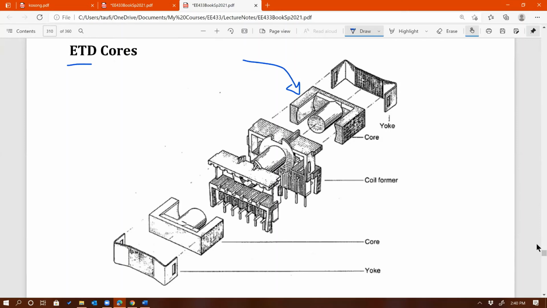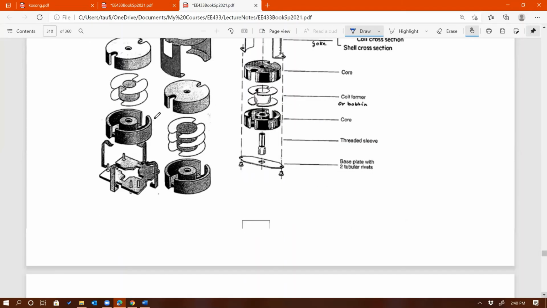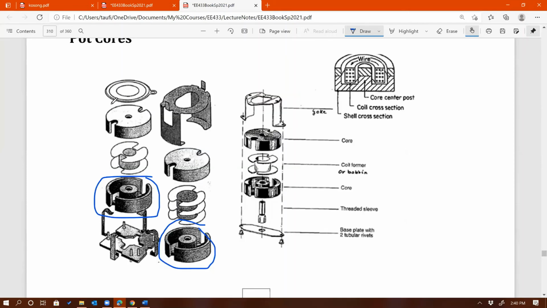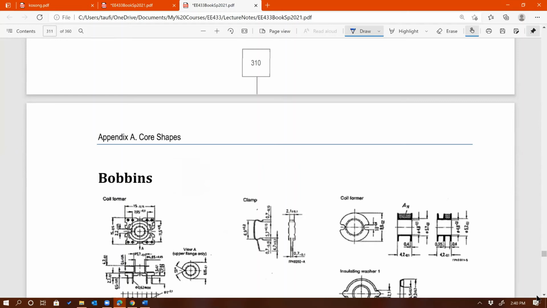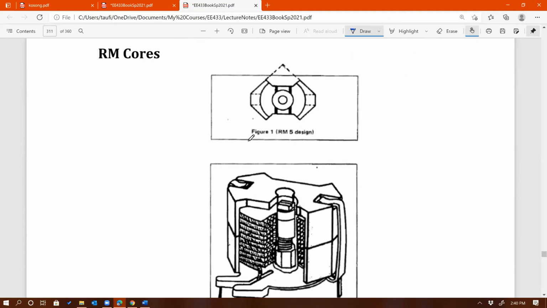So ETD, we have that in the lab. Pot cores, we also have this type in the lab. It looks like this, and then again, you put two pieces together. That's the top piece of the core, and then that's the bottom piece. Because the core comes in two pieces, of course there are going to be air gaps. And these look like they're just the bobbins or RM cores. Yes, that's another core that we have in the lab. This shape right there.